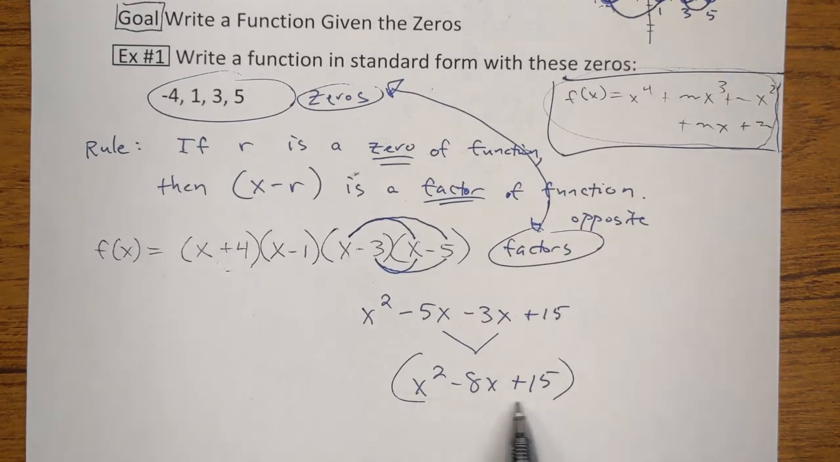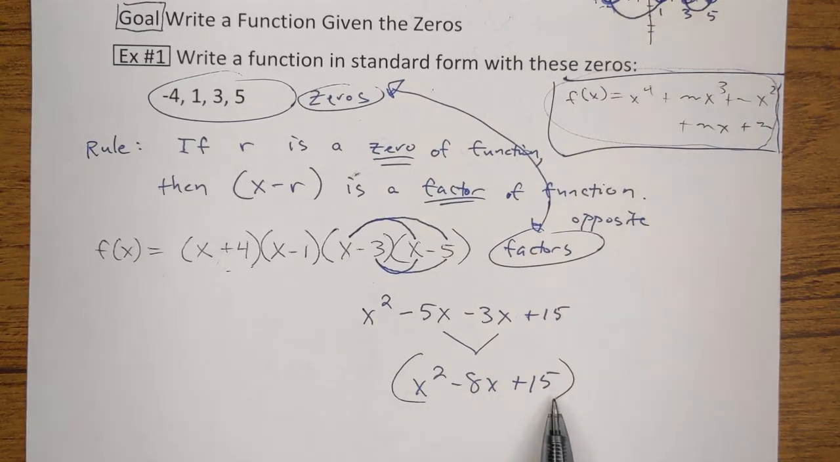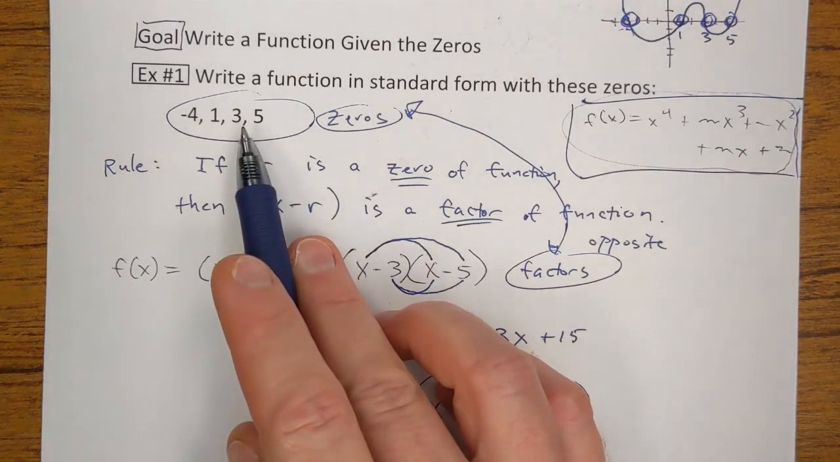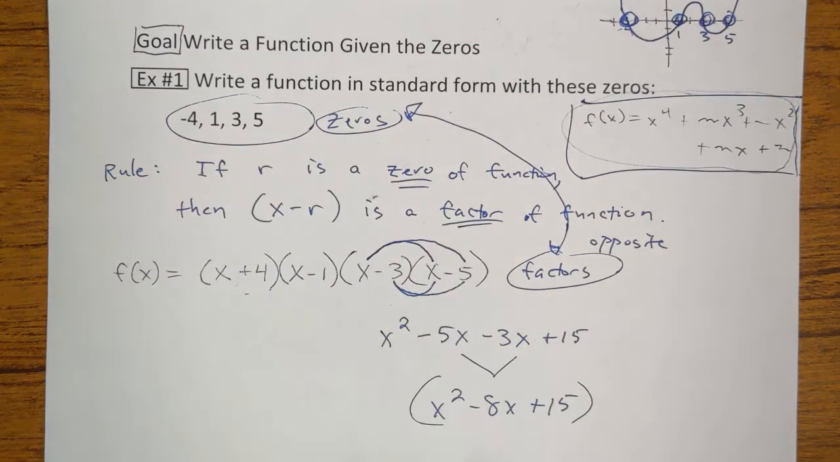All right, and I don't know too much about this x squared minus 8x plus 15, but I do know, I promise you, if you were to graph this right now, x squared minus 8x plus 15, it would cross the x-axis. It would have zeros at 3 and 5. All right, so let's continue now.